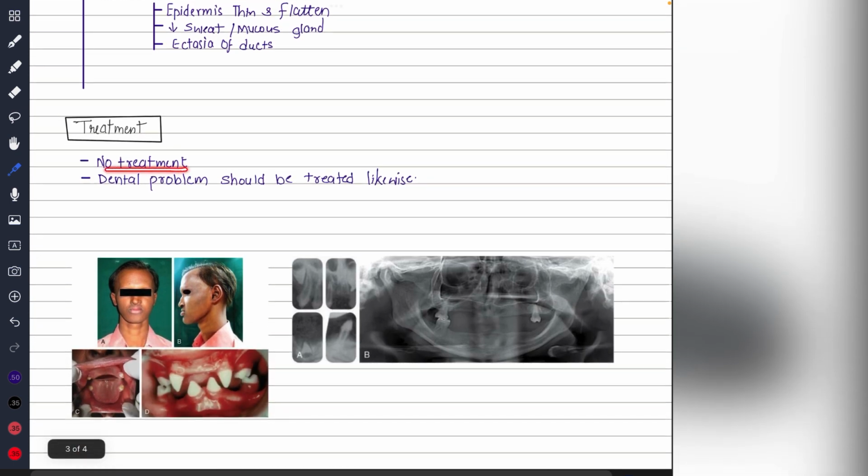Treatment: there is no possible treatment in this state because it's a genetic disorder. Some cosmetic changes can be done up to a certain level, but there is no definite treatment for this. For dental problems, depending on the pathology, if the person has anodontia, a denture can be delivered, or sometimes even implants can be used depending on the severity of the pathology.